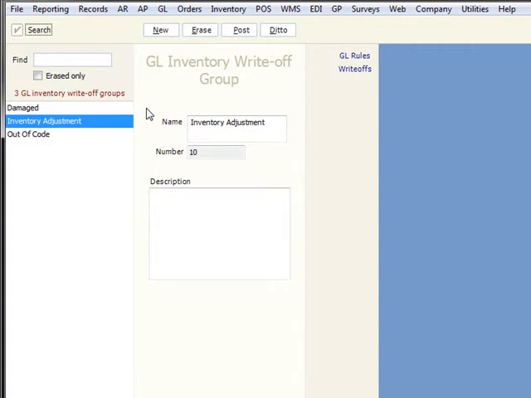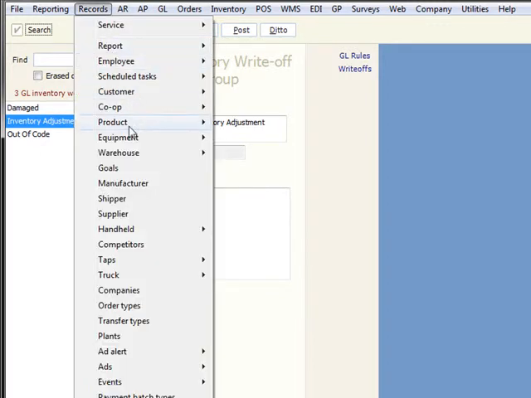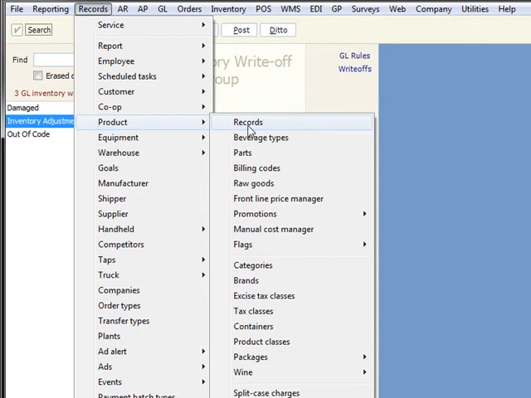If so, then you would set up inventory write-off groups for breakage and out of date, or any other write-off reasons that you differentiate between in your general ledger. Once the inventory write-off groups have been added to eoStar, they are assigned to the inventory write-off reasons found under Records, Product, Write-off Reasons.